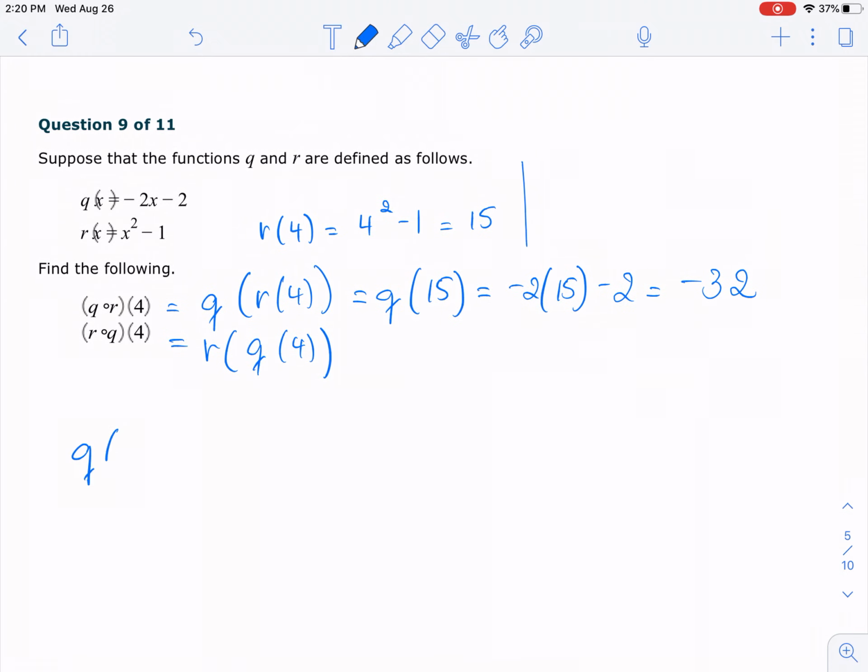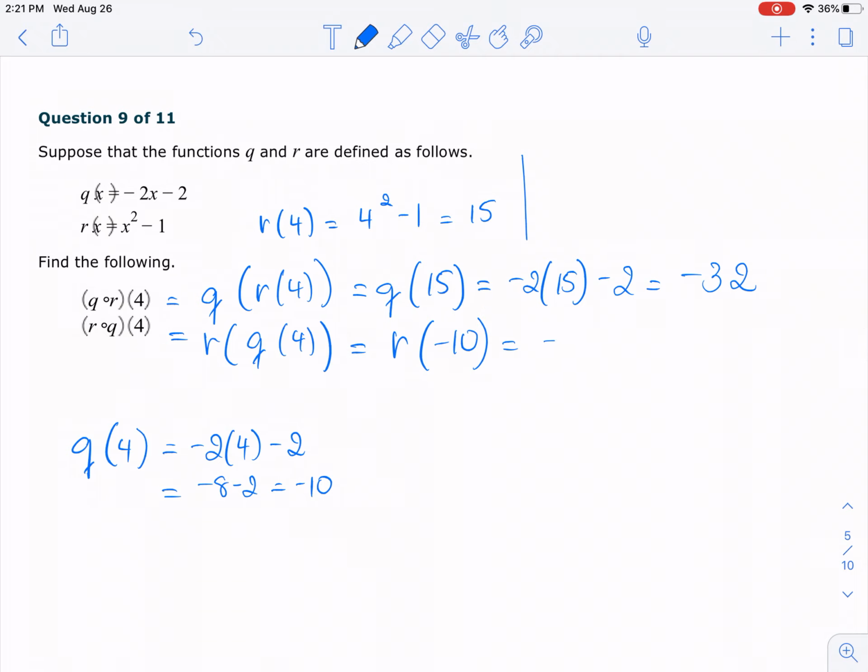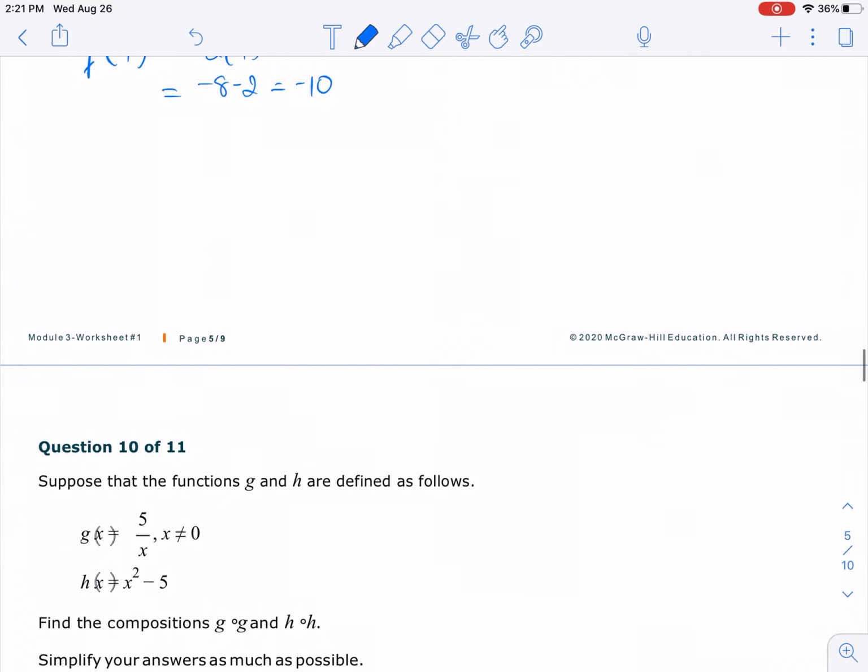All right, now for R of Q, I'm going to write down here. So Q of 4 gives me negative 2 times 4 minus 2, which is negative 8 minus 2, which is negative 10. So instead of writing R of Q of 4, I'm going to write R of negative 10 because Q of 4 is negative 10. So now we're going to use the function R. So we have negative 10 squared minus 1, which is 99. Okay. All right, moving on to number 10.